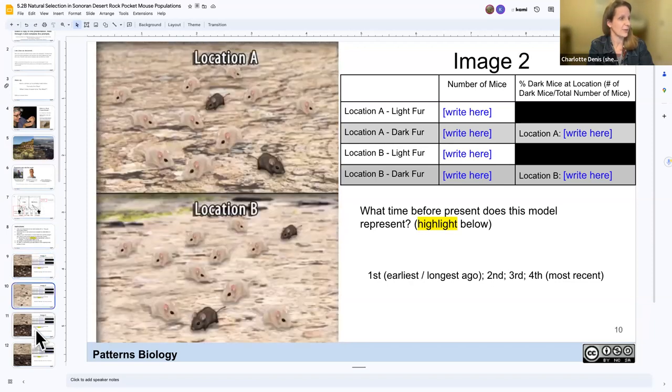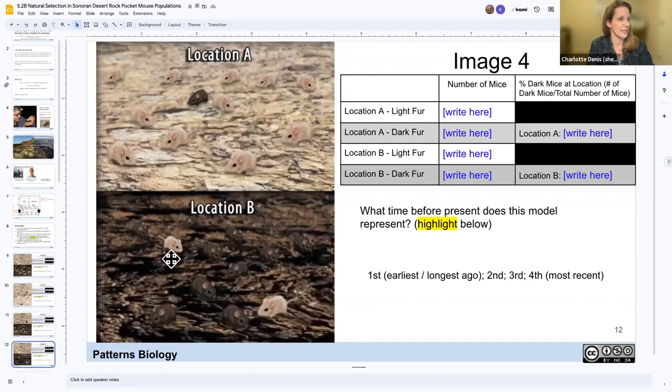And they figure out that the population shifts from a majority of light colored mice on sandy soil to a larger population of dark mice on volcanic rock after there has been a volcanic eruption. And so they do this work. I do this version. I have not done the one with allele frequency. That's new this year.